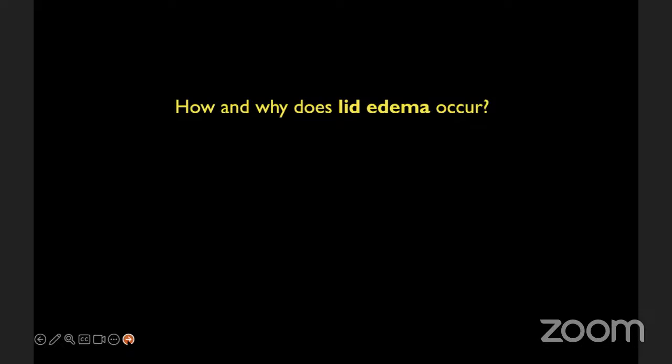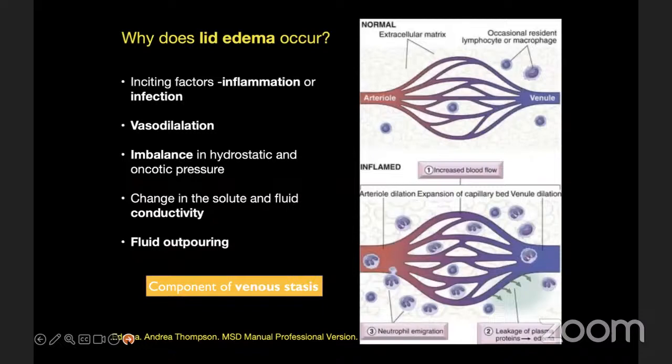Now let us try to understand how and why the lid edema occurs, right? So in case of lid edema or any swelling that we are seeing in case of any inflammatory pathology, basically there's a component of venous stasis. Now what happens is when there is any inciting factor like an inflammation or an infection, there is obviously vasodilatation of the blood vessels. And that is when there is an imbalance that occurs between the hydrostatic pressure and the oncotic pressure. So this kind of imbalance is what causes fluid outpouring, and that is when the extravasation occurs and there is lid edema.